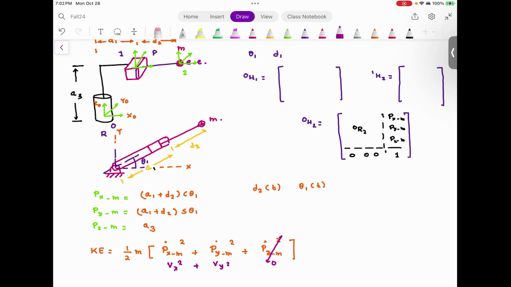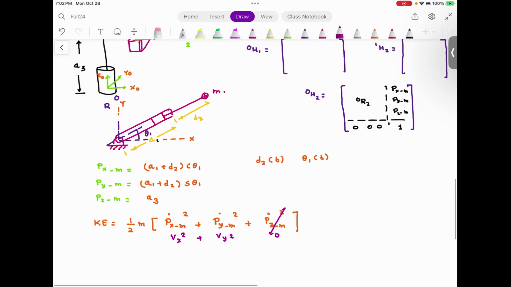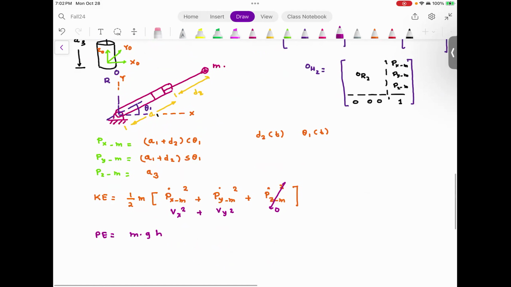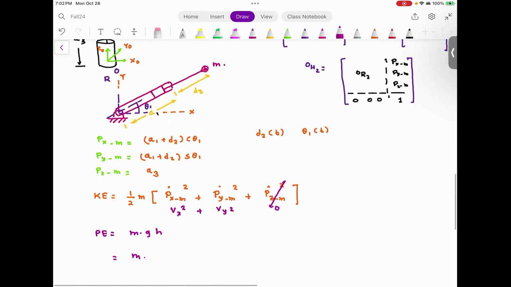So this is nothing but Vx squared plus Vy squared. Potential energy is m times g times h, which is nothing but m times g times Pzm, which is nothing but A3. Are you with me so far?